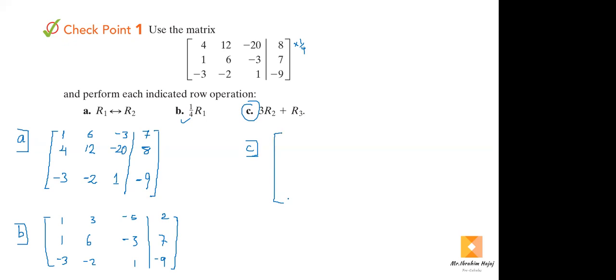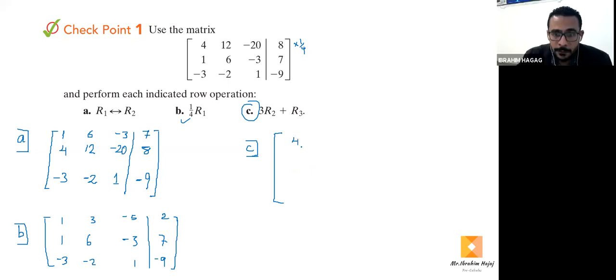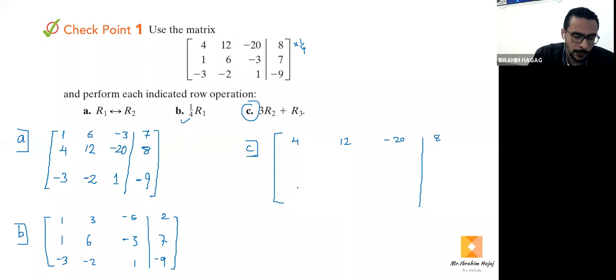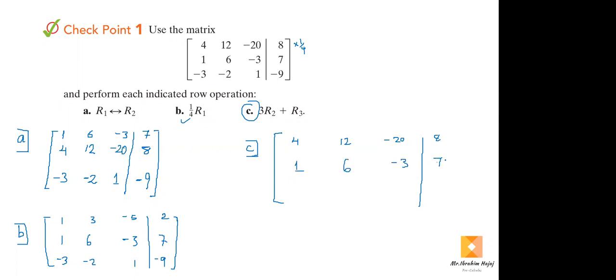The first row will stay as it is: 4, 12, negative 20, and 8. The second row will stay the same also: 1, 6, negative 3, and 7. And the third row will be 3 times row 2 plus row 3.